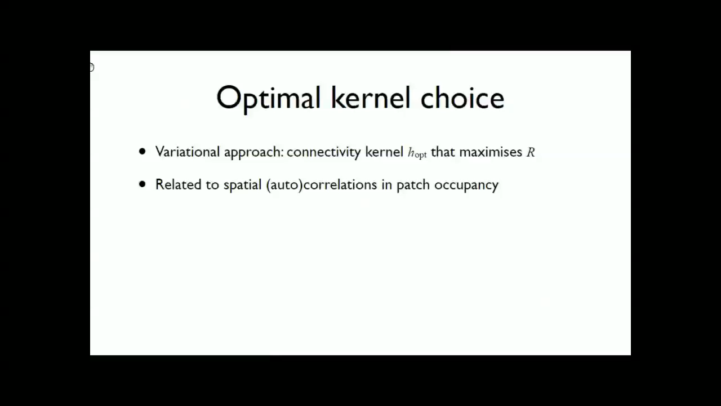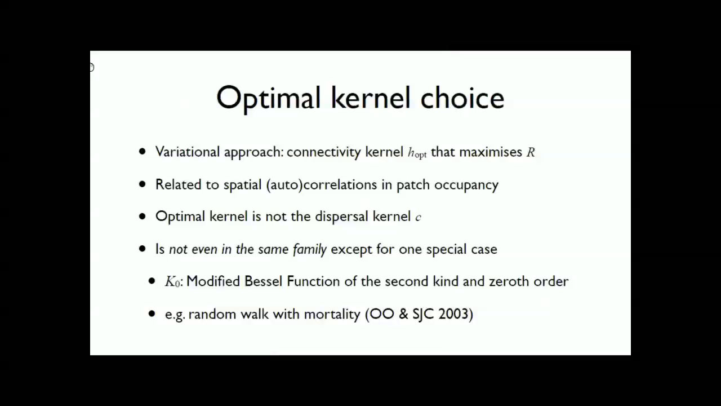And it turns out to be related strongly to the spatial autocorrelations in patch occupancy. But in particular, what you find is that the optimal kernel is not the dispersal kernel C. So most connectivity measures assume that you should use a dispersal kernel, but actually that's not the case. And in fact, it's not even in the same family. So if you have an exponential dispersal kernel, what you get is a more complicated analytical form.